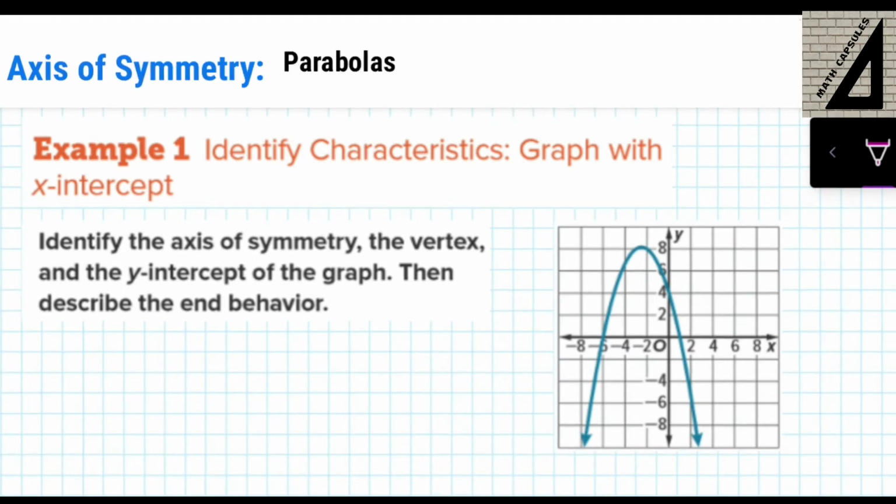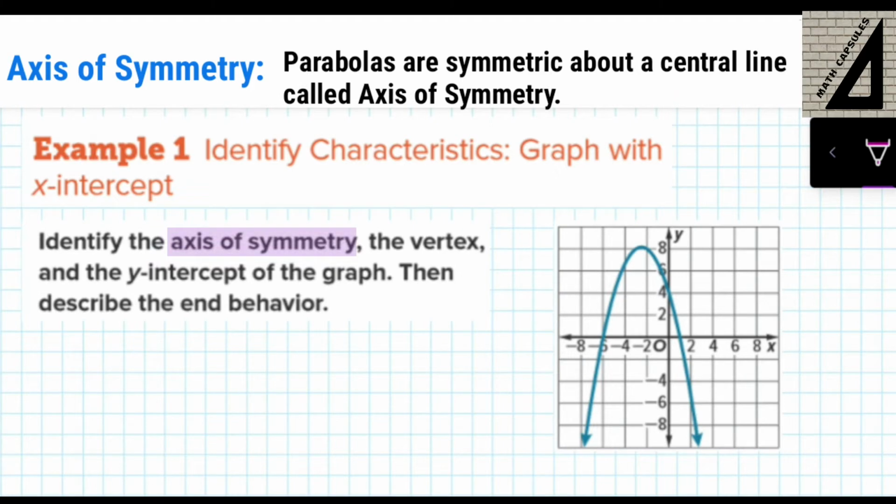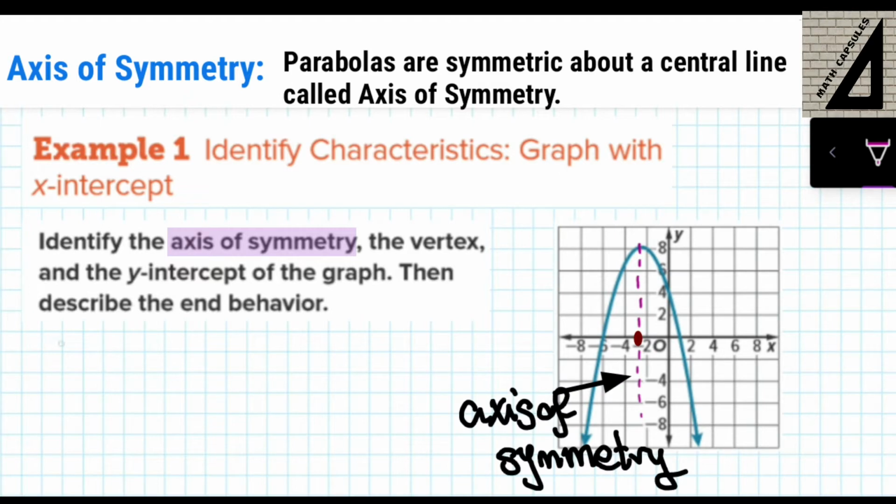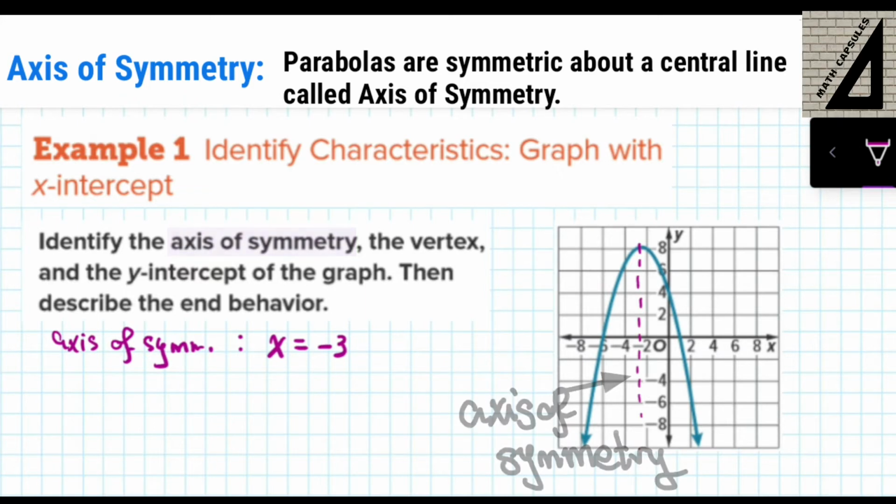Number 1. Parabolas are symmetric about a central line, and this line is called the axis of symmetry. In our problem here, the axis of symmetry lies at the point between -2 and -4, and this is at x equals -3. So the axis of symmetry lies at the point x equals -3.